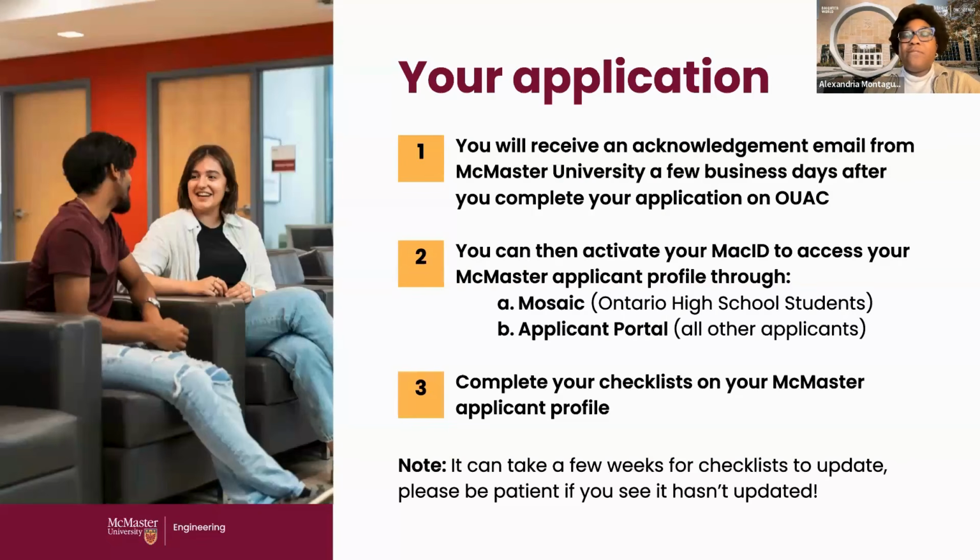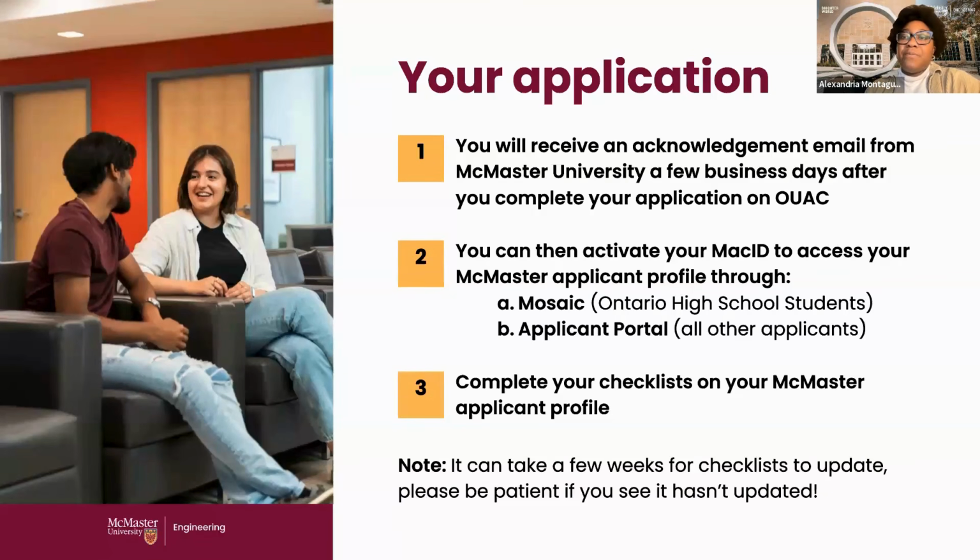Step 1. A few business days after you complete your application at OUAC, you'll receive an acknowledgement email from McMaster University. This confirms that your application has been received. Just a quick note, it can take a few weeks for your checklist to update. So don't worry if you don't see changes right away. Patience is key.